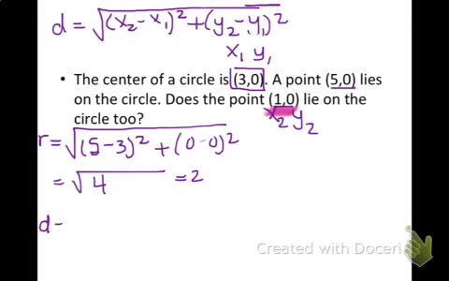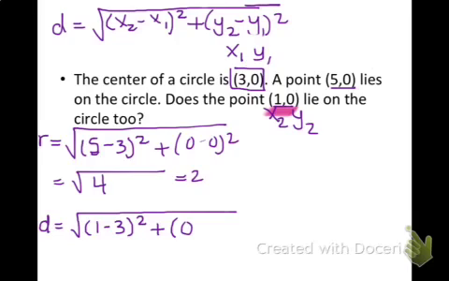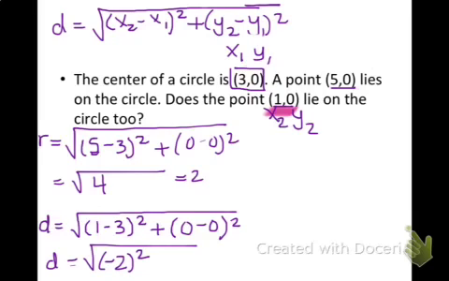So this other distance, we're going to take 1 and subtract 3 from it, square it, and then we're going to take 0 and subtract 0 from it, square it. So that ends up giving you (-2) squared. Now remember, (-2) squared is still 4. So that gives you the square root of 4, which is 2. So because they both have the same distance, yes is the answer.